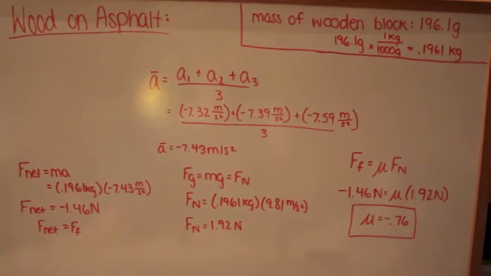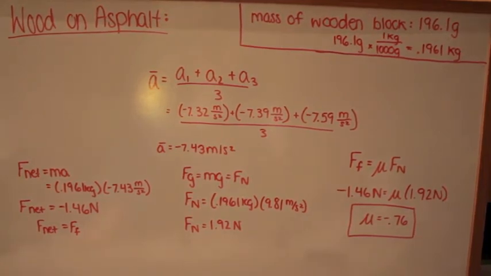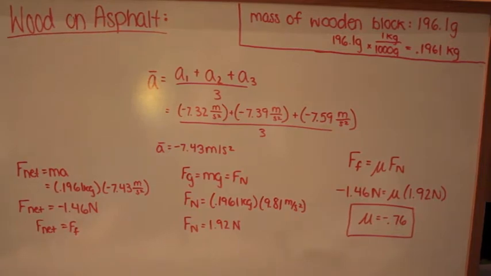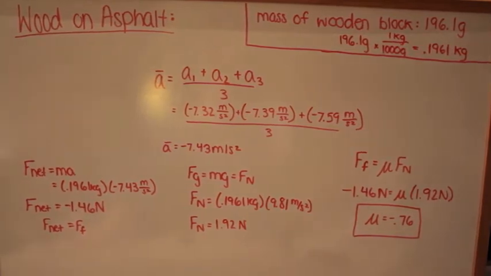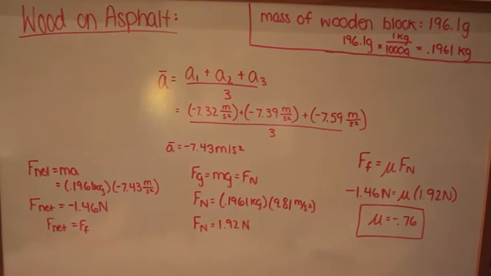The force of gravity equals the normal force because the block is not accelerating in the y direction. Using the friction formula, plug in the value of the force of friction and the normal force, and then solve for mu.